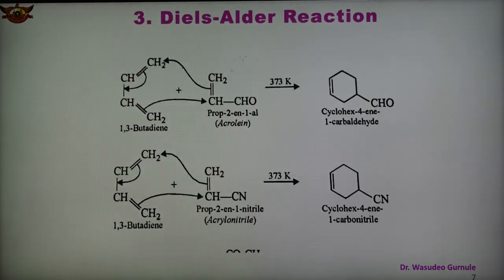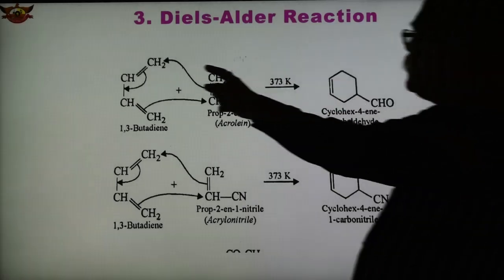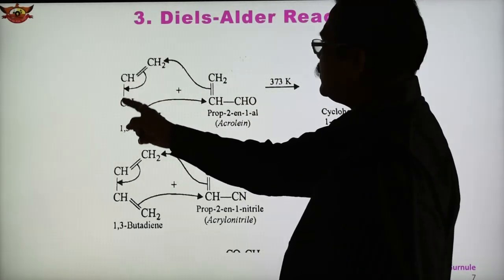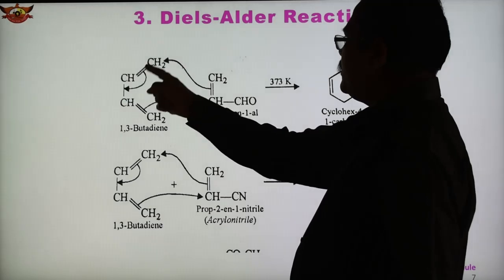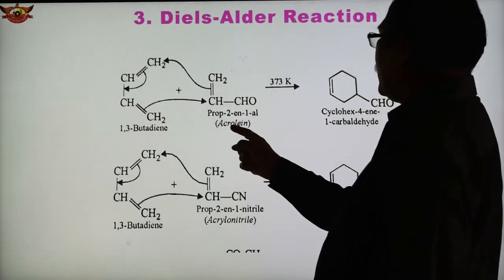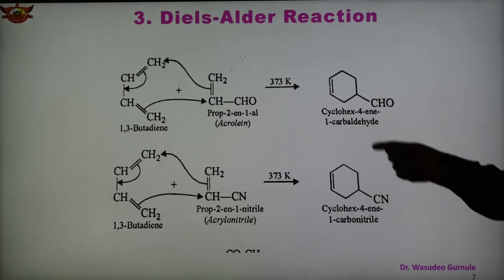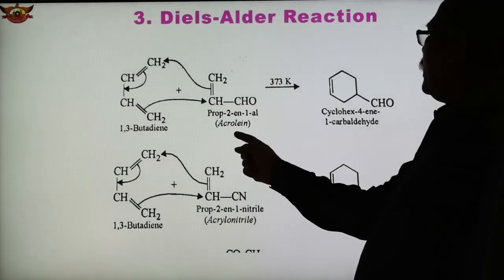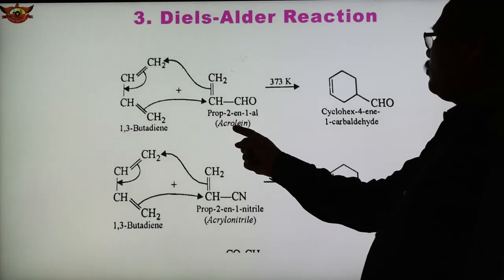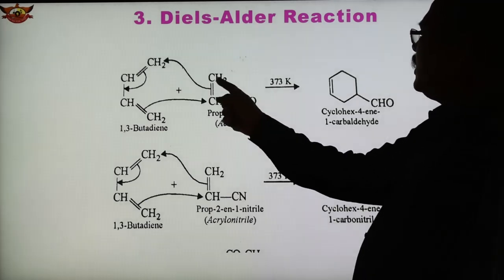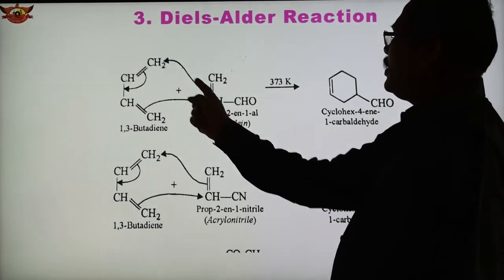So these cycloaddition reactions, which are known as Diels-Alder reactions, are shown here, how the cycloaddition is taking place. So this is the 1,3-butadiene, CH2, CH, CH, CH2. This is another compound, acrolein, propen-1-al. So an aldehyde group is present here, and the common name is acrolein.